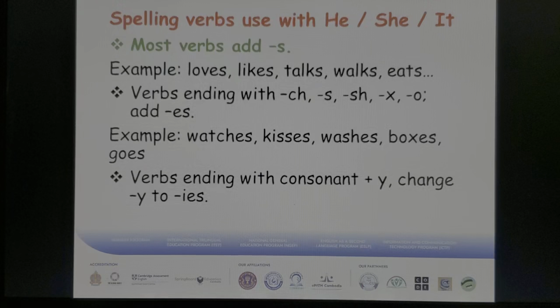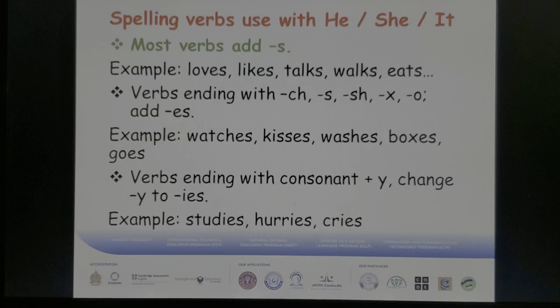Rule number 3: verbs ending with consonant plus y, change y to ies. Consonant plus y, change y to ies. What are those verbs? Take a look. Example: studies. So study, d is the consonant plus y. So we need to change y to ies. So study becomes studies, like this.